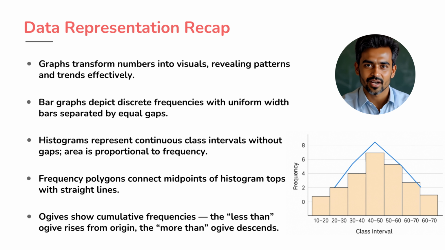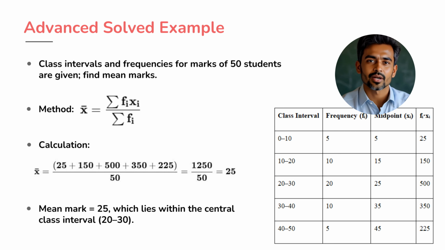Now that we've refreshed our graphs, let's test our statistical powers with a real calculation. Let's solve a quick one. Ready? Here's a frequency table of marks for 50 students. Class intervals 0 to 10, 10 to 20, 20 to 30, 30 to 40, and 40 to 50. Frequencies 5, 10, 20, 10, and 5 respectively. Step 1. Find midpoints of each interval. For 0 to 10, midpoint is 0 plus 10 divided by 2 equals 5. For 10 to 20, midpoint is 15, and so on up to 45.